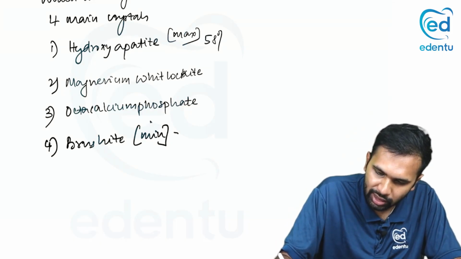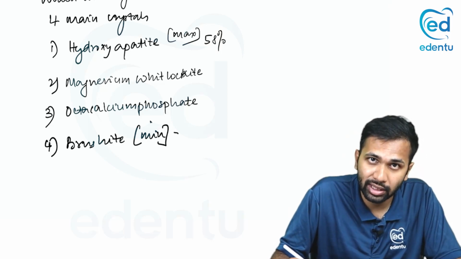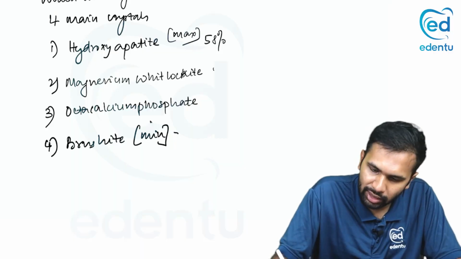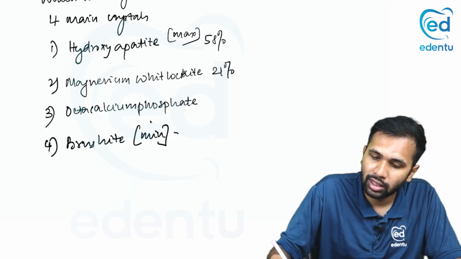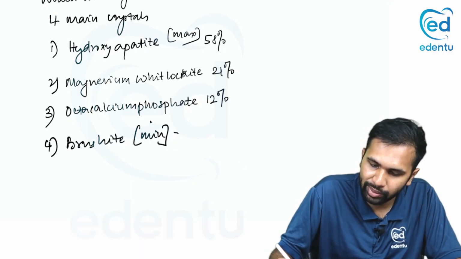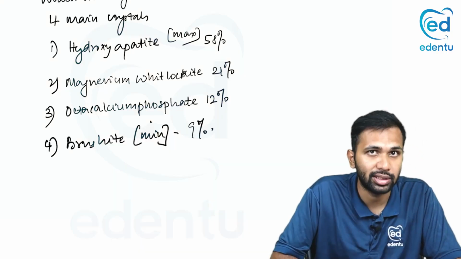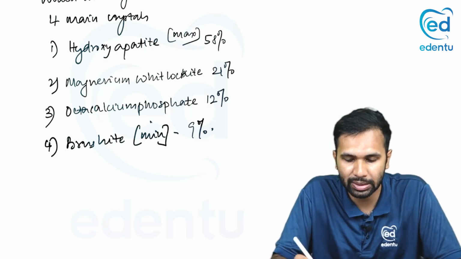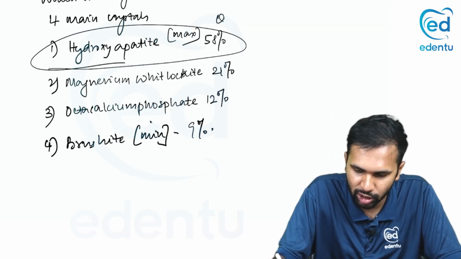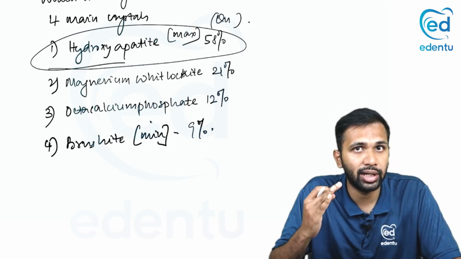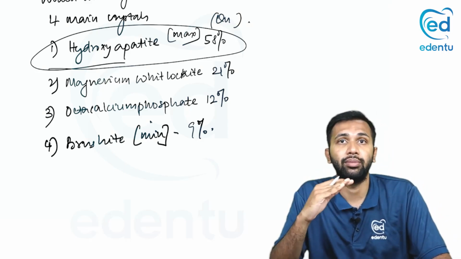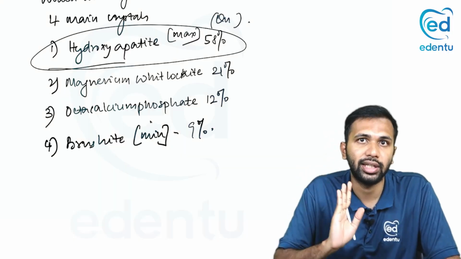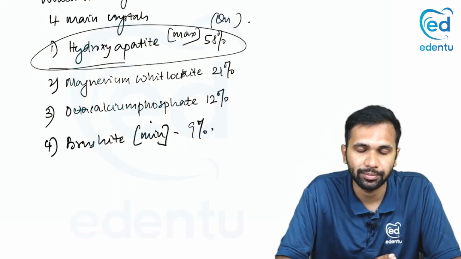Hydroxyapatite is about 58% of the calculus. Magnesium whitlockite is 21%, octacalcium phosphate 12%, and brushite 9%. The least concentration is of brushite. Okay, maximum is hydroxyapatite. And this also has been asked. Hydroxyapatite is not only found in your enamel and bone, it is also the bulk, main component of your calculus as well. Right? It is also crystalline.